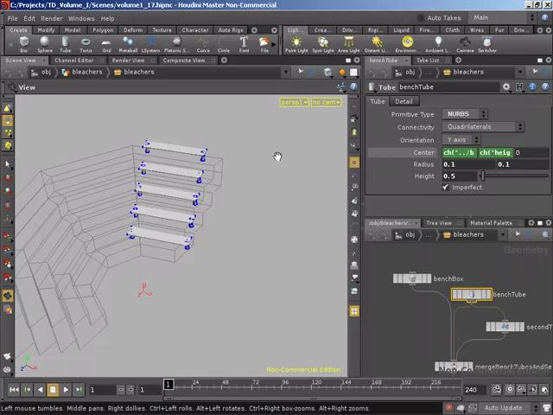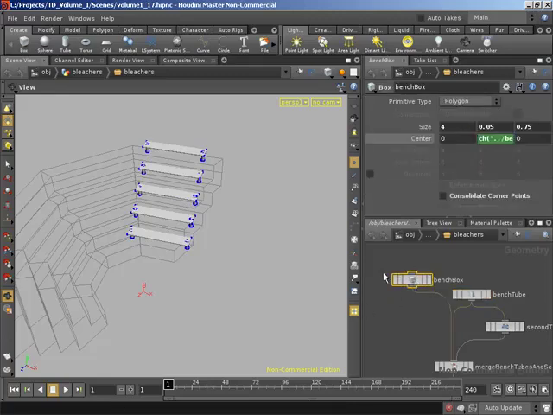Now that we have our benches copied to each of our rows in the first column of the stadium, this video is going to focus on one method of coming up with the length of each of our rows so that we can drive our bench box, which is our box SOP back here, we can drive the size X value such that each of our benches are properly sized on each given row.